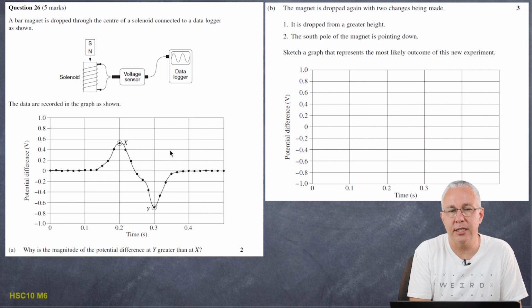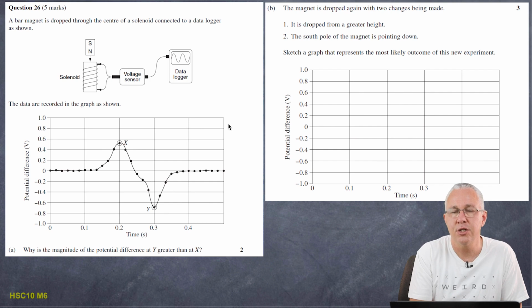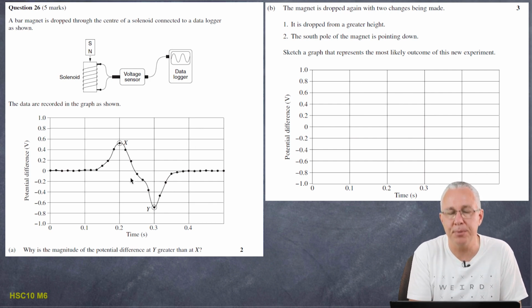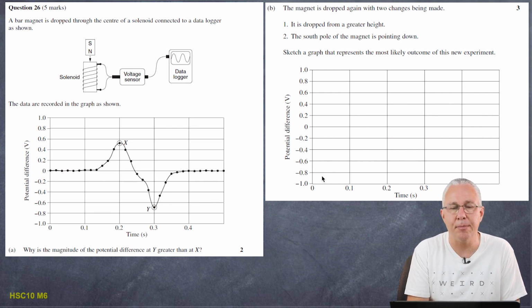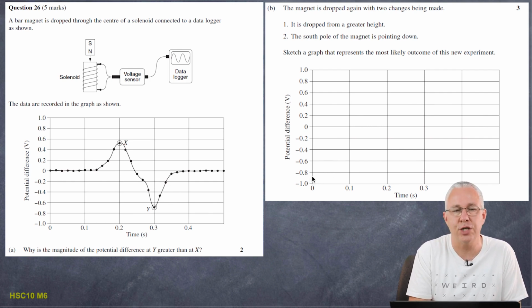A couple of things you need to consider. First of all, we're going to change the pole so it goes the other direction. So the first thing you should notice is that the polarity is going to be in the opposite direction. In other words, instead of having a positive peak and a negative peak, our new graph should have a negative peak and a positive peak. So that's the first change.